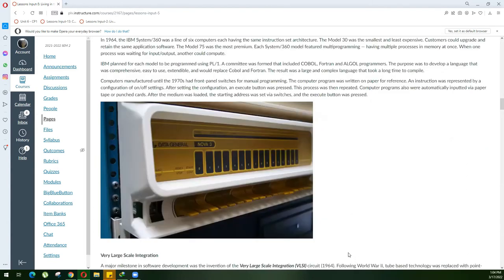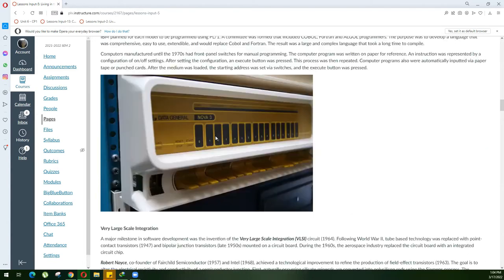So this is an example of a stored program computer, the Nova 3. So notice, it uses switches. And then we also have start, stop. Okay, and then if I'm not mistaken, I think the punch card may have been inserted somewhere.